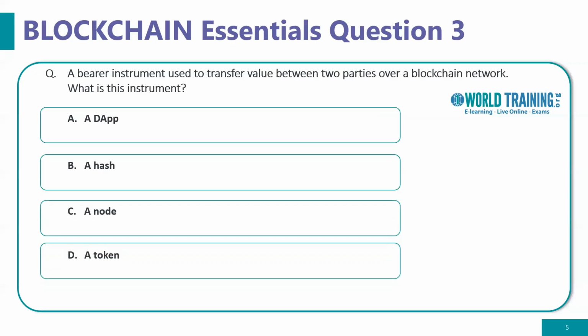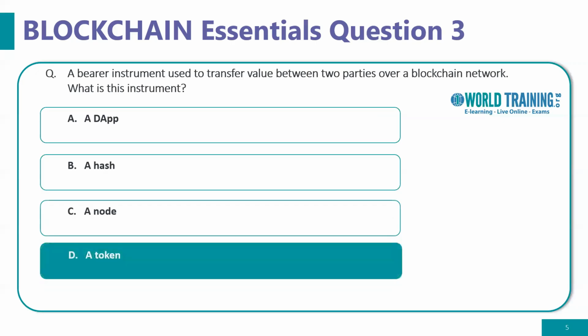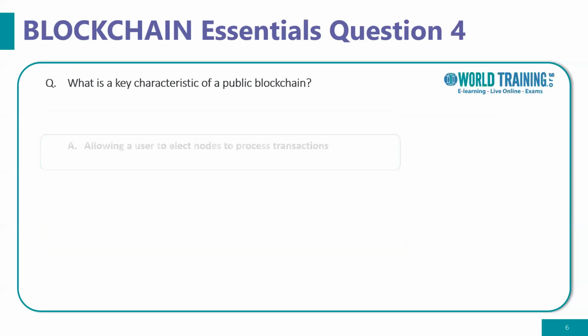We have talked about it. The answer for this is option D, a token. A token is a bearer instrument which is used to transfer value between two parties over the blockchain network.